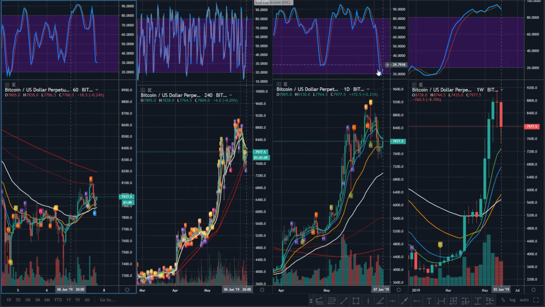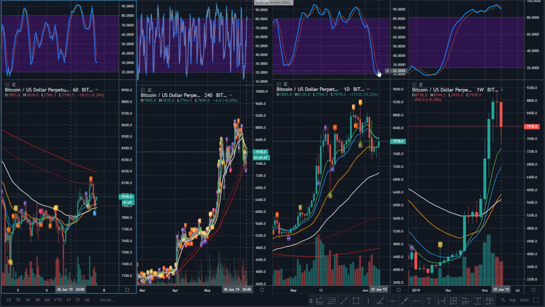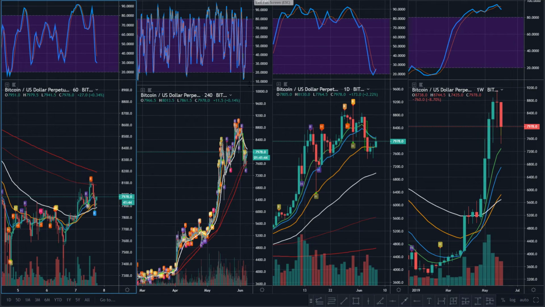This is oversold, right? Look what happened. Immediate bounce out of there. Doesn't mean we can't go much lower. Doesn't mean we can't get a very sharp turn. We already discussed that, right?